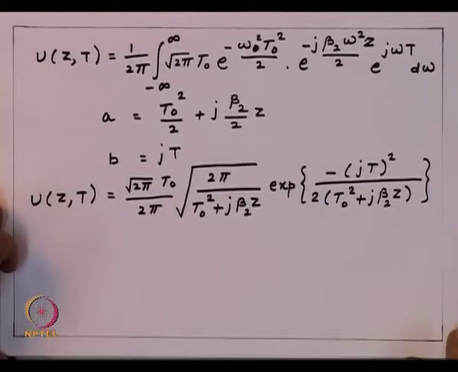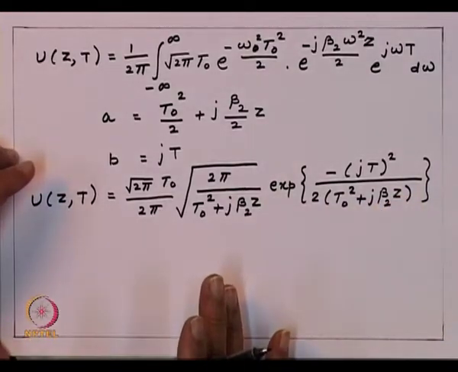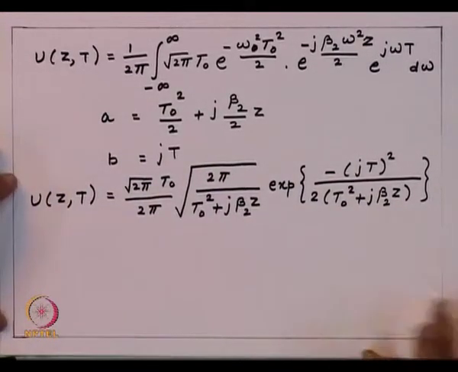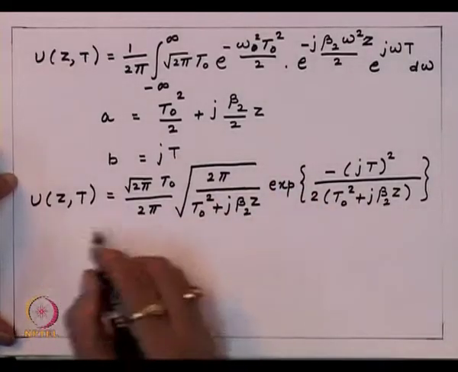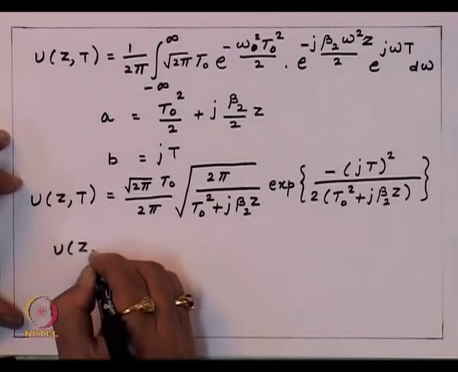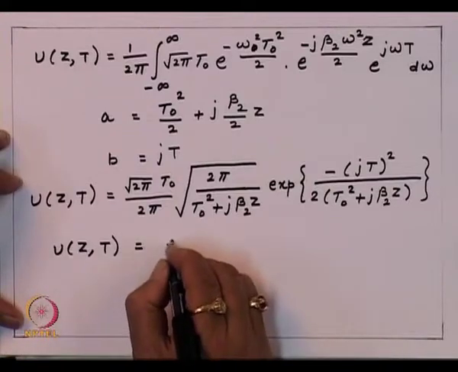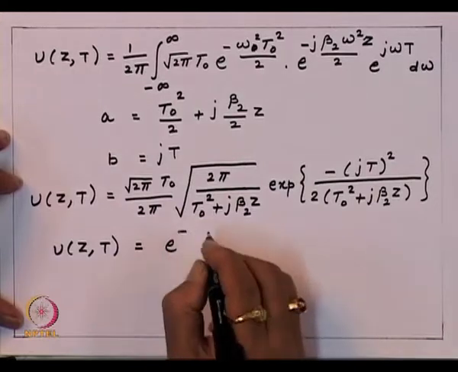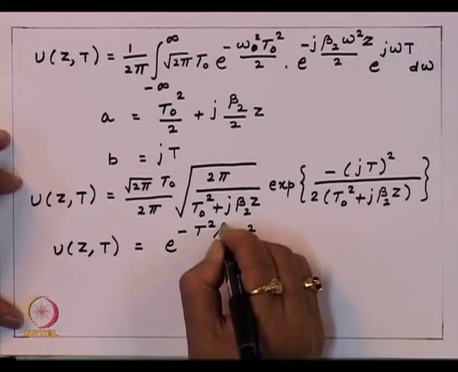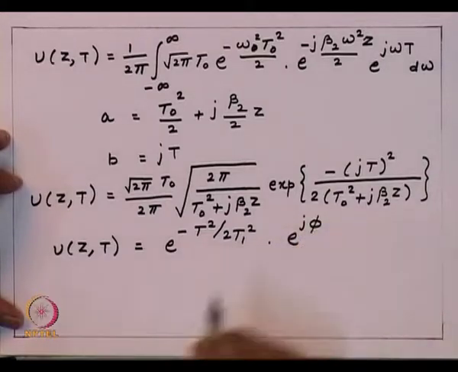So, one thing one will note here is that this function is also a Gaussian function. So, I can separate out real and imaginary part for this function. So, you will see that this thing can be written in terms of the phase function and the envelope function. So, u z t can be written as real part of this will become minus t square upon 2 t 1 square, where we will define t 1, plus the phase function, some e to the power j some phi.